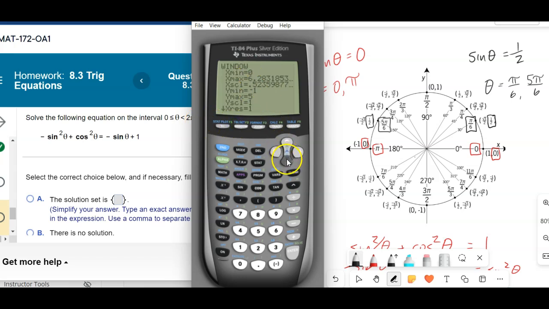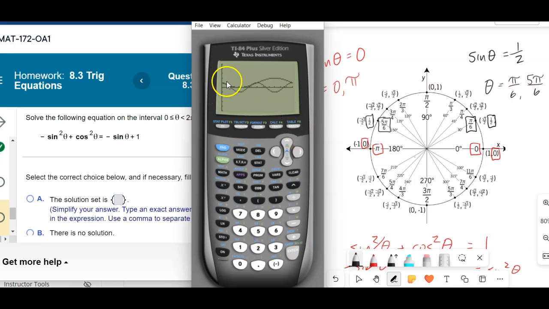My x scale, I'm going to make it pi over 6. Again, I picked that for my scale because it's the smallest step, the smallest angle measure here. Alright, my y minimum and maximum, I'm going to initially make negative 5 and 5 again, but I can zoom in if I need to. Alright, so I'm going to hit graph.